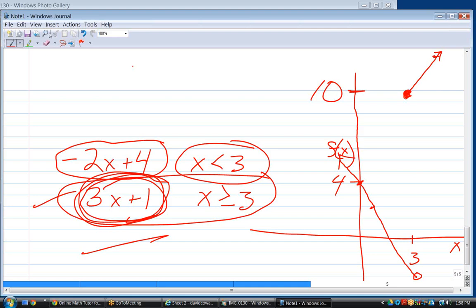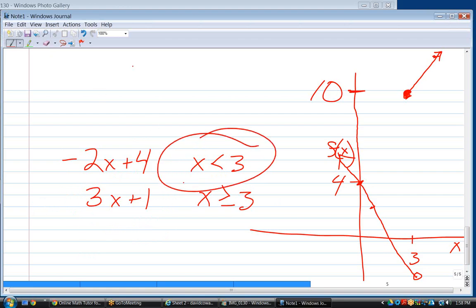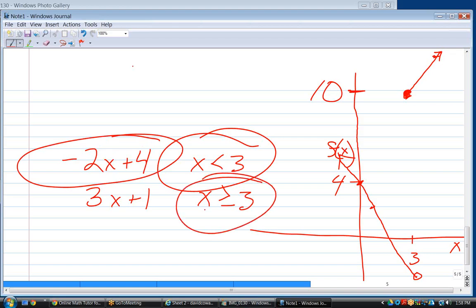Okay? And notice that you get a lot further if you start with what's on the right-hand side, and then you plot whatever function applies to that area. And then you go to the right-hand side again and you plot the function that applies to that area.